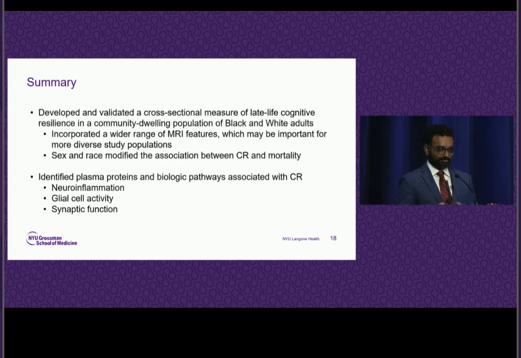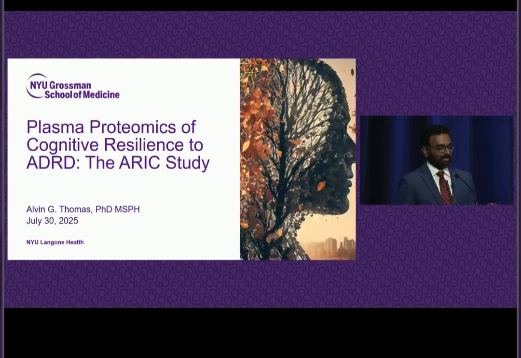So in conclusion, this study shows some of the value of looking at a community-based cohort with white and African American individuals and incorporating multimodal data to study cognitive resilience, and I hope that others would join me in using their omic data to study this. So thank you for your attention, and I'd be glad to answer questions at the end of this. Thank you.